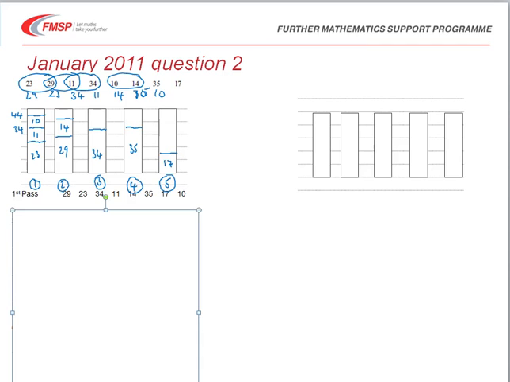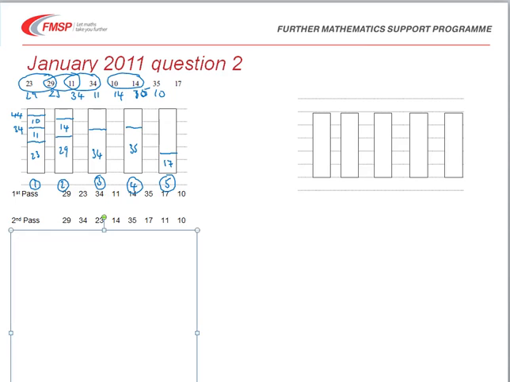So hopefully if I move this down, then at the end of the first pass you can see that we've got the 29, 23, 34, 11, 14, 35, 17 and 10. That keeps happening then. We just repeat that, so that starting at the left hand side again. Now the requirement is that you simply write down the answer at the end of each pass.